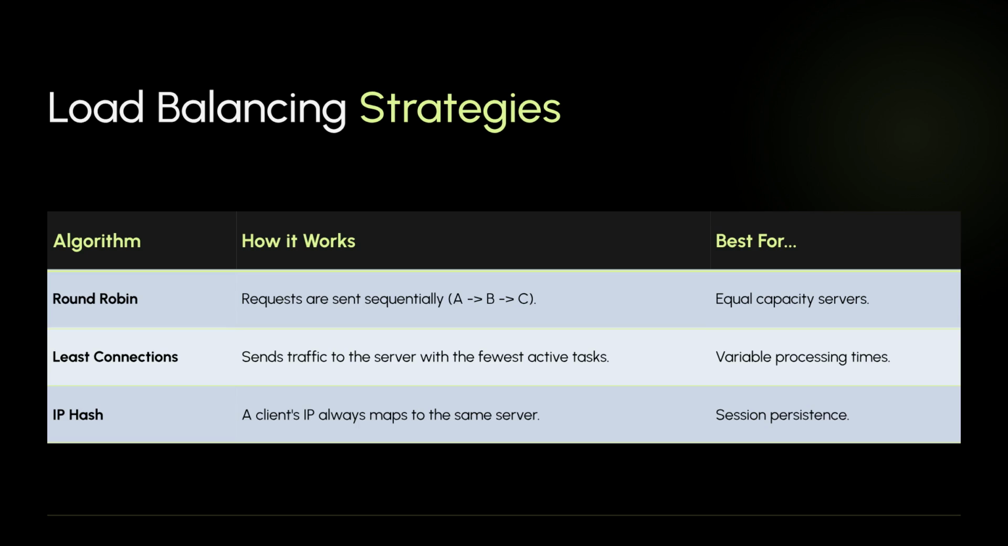Least connections. Traffic goes to the server with the fewest active connections. This works well when requests take different amounts of time to process. IP hash. The same user IP always gets routed to the same server. Useful for applications that require session persistence. Each strategy solves a different scaling problem.